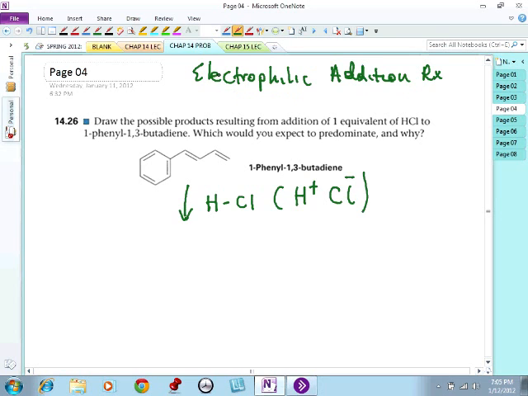In this case, this proton here, okay, will be acting as your electrophile. What is an electrophile?